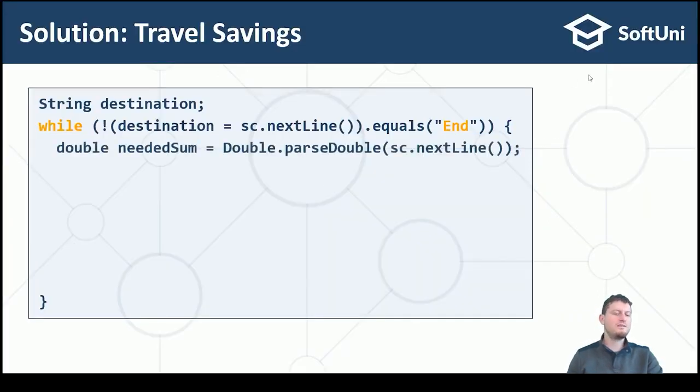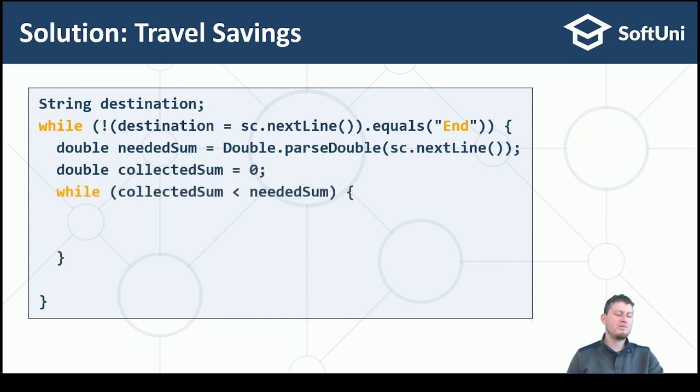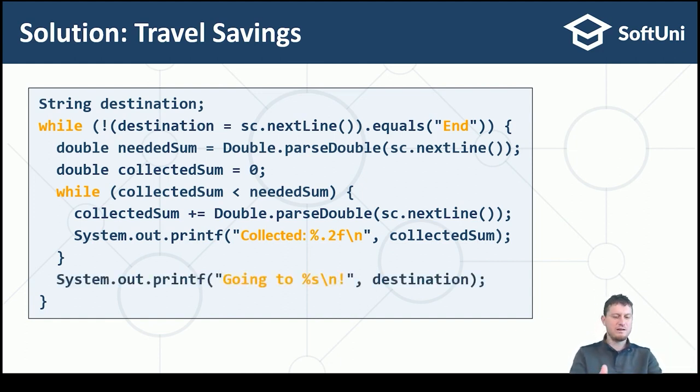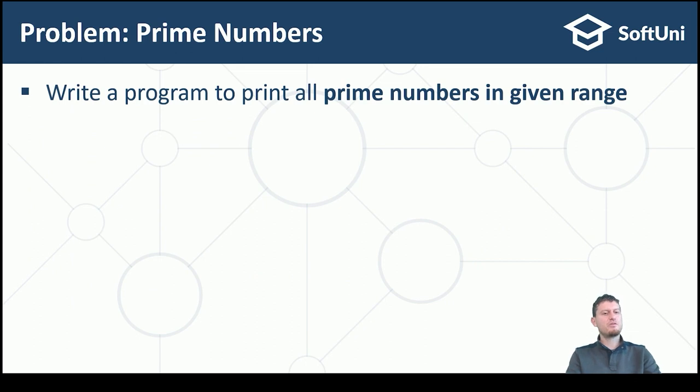So we read the needed sum. We start from collected sum 0, and while the collected sum is less than the needed sum, we take the next one and add the money, the saved money, and we print how many money we have collected. After we have collected all the money for a certain destination, we print we are going to this destination, and that's all. The next problem is called prime numbers.